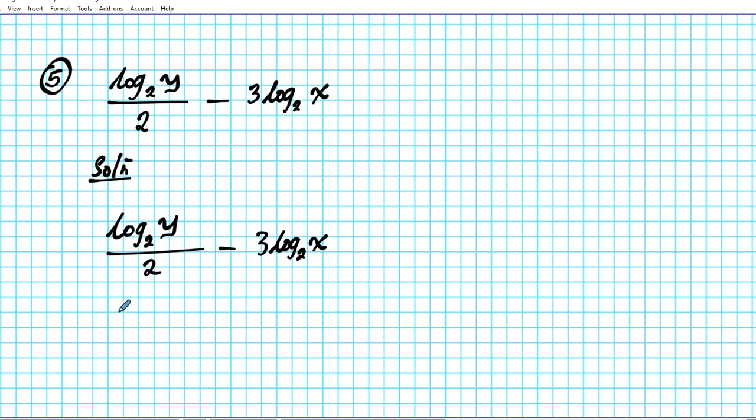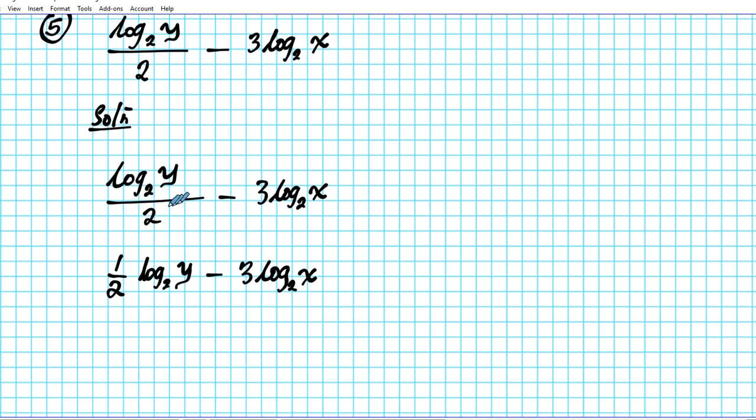This denominator can be written as a coefficient, namely 1/2 log base 2 of y minus 3 log base 2 of x. Now, why did we write the denominator or the division as a coefficient? Well, it enables us to use the power property of logarithms to power it up. Okay, thus getting it out of the way. And then this 3 can also be powered up using the power property of logarithms.